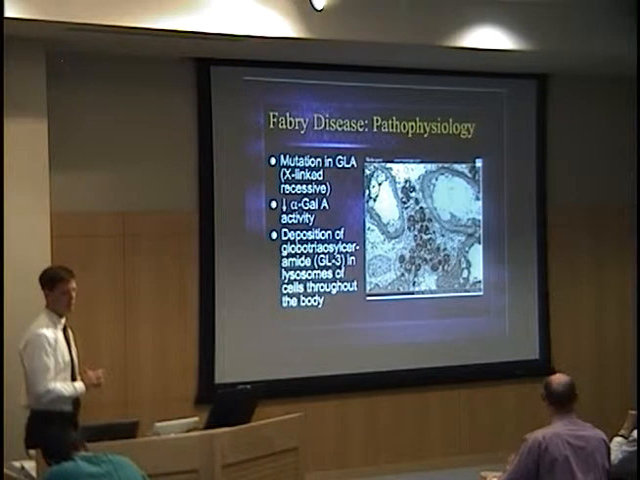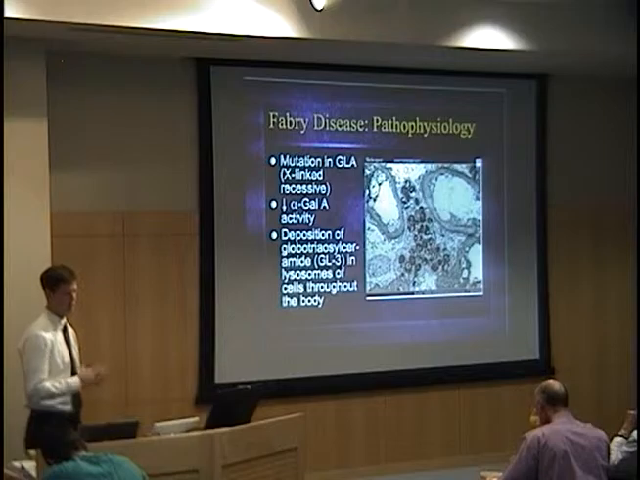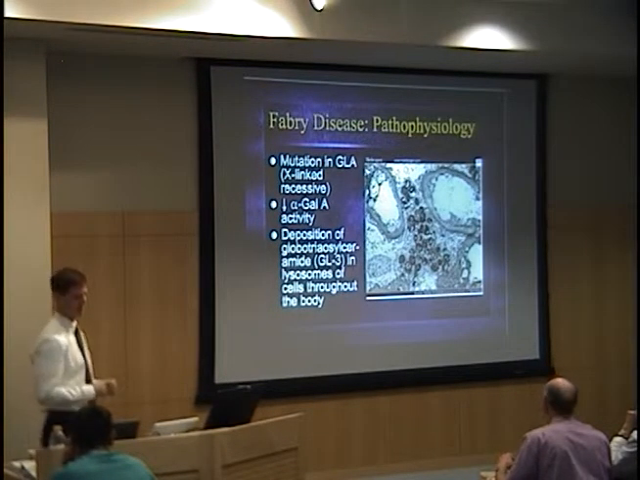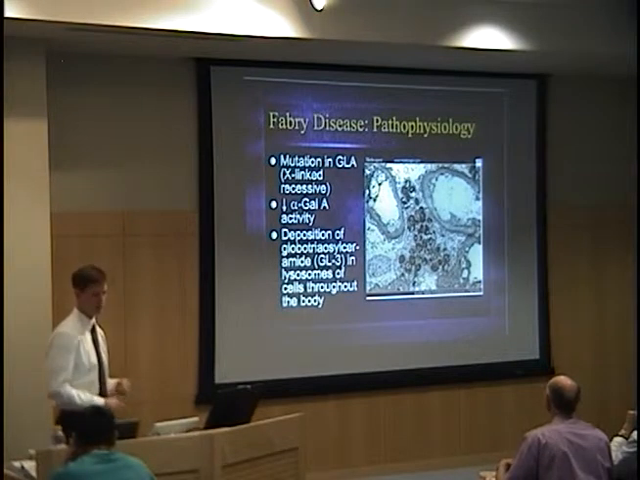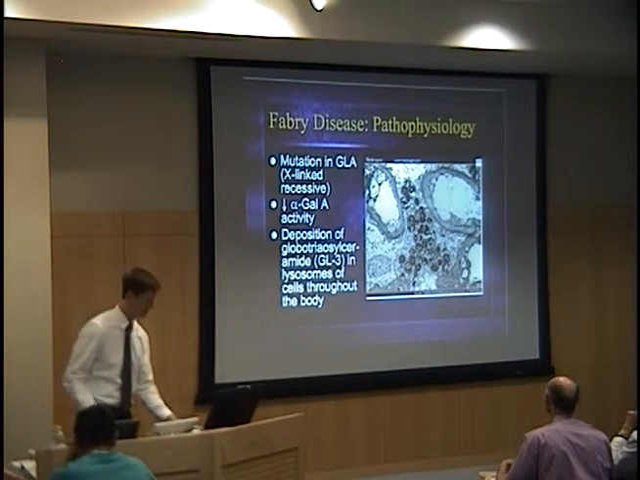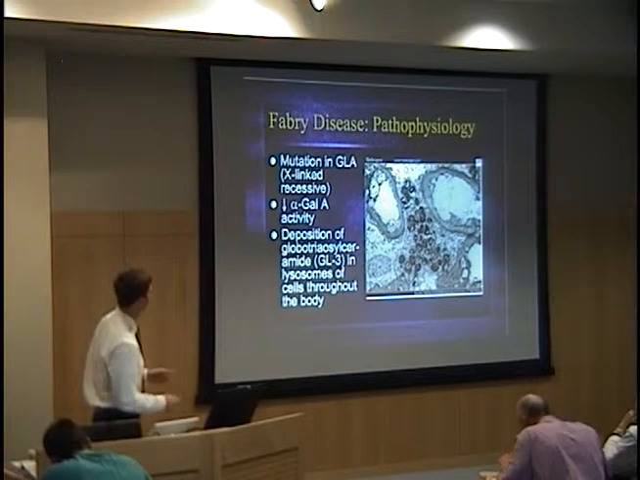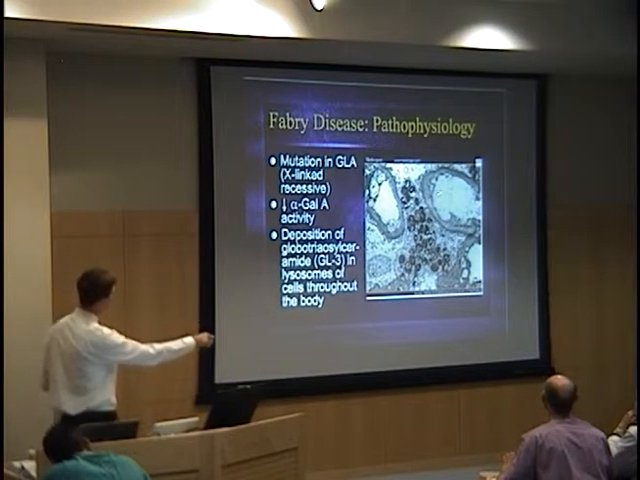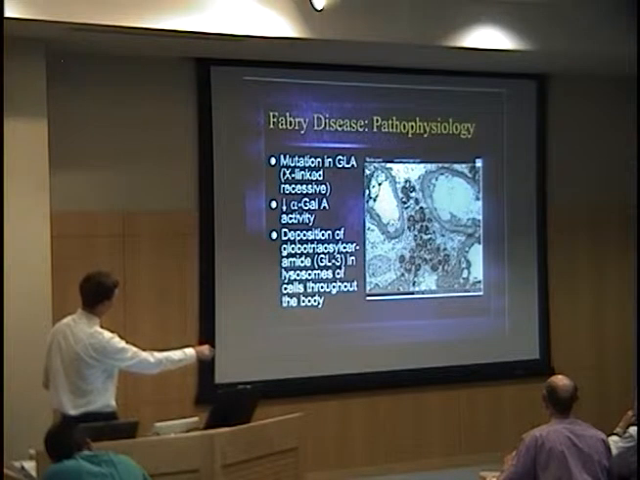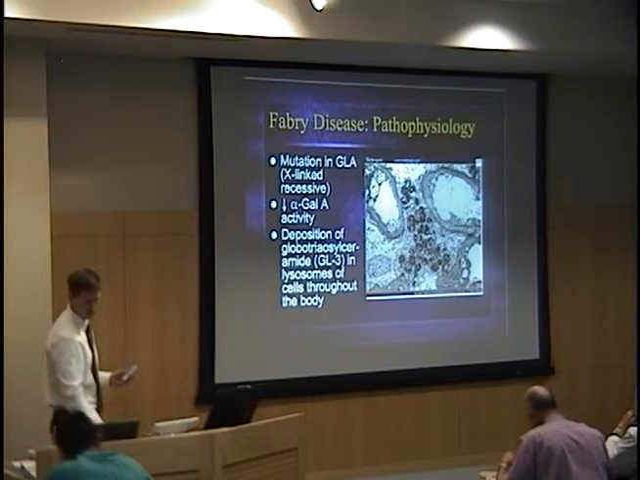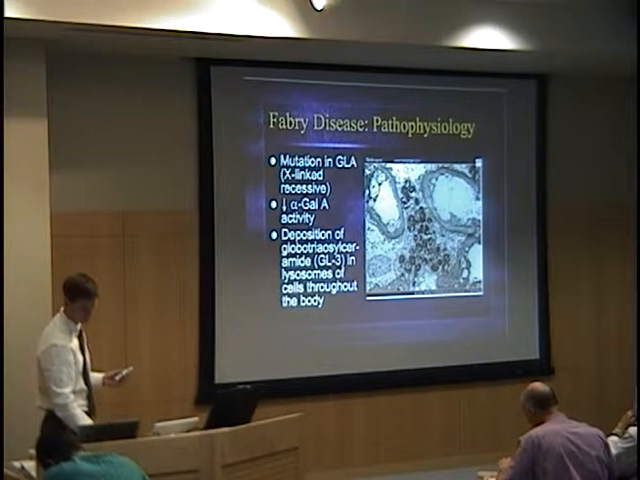The mutation in the GLA gene on the X chromosome, as I mentioned, causes a deficiency in the alpha-gal-A enzyme, leading to the deposition of GL3 within the lysosomes. And you can see in this electron microscopy image, this is an endothelial cell, a glomerular epithelial cell. And all of these are called zebra bodies. These are the lysosomes that have been filled with the GL3 material.